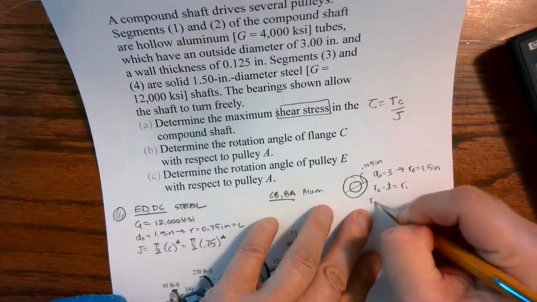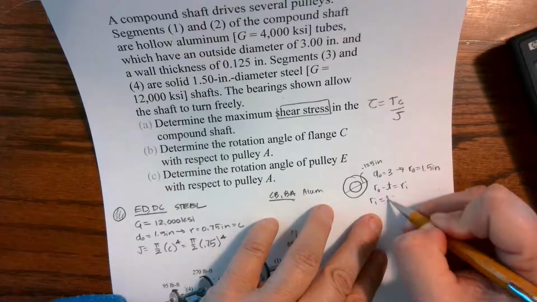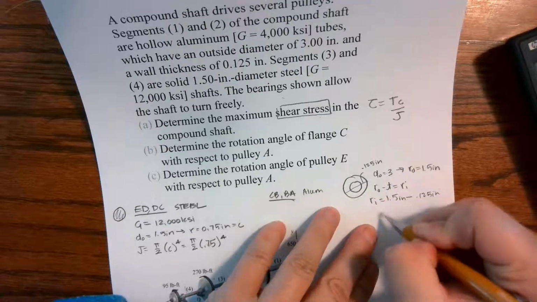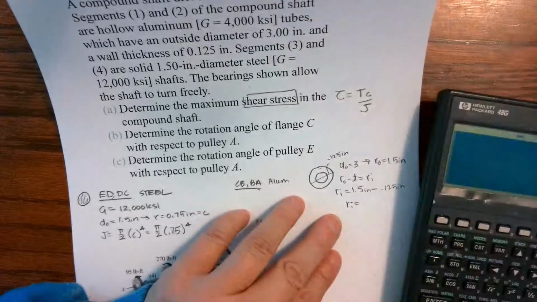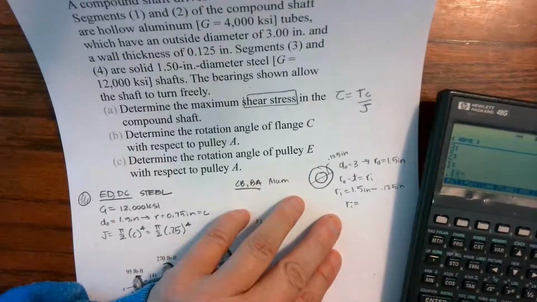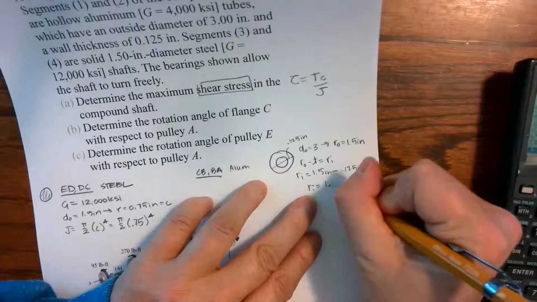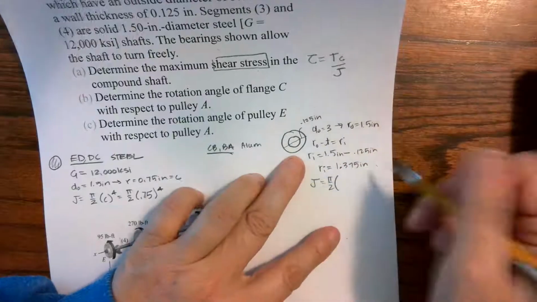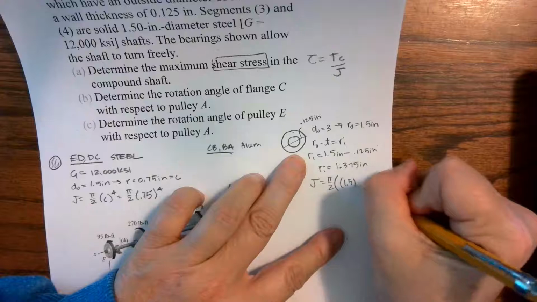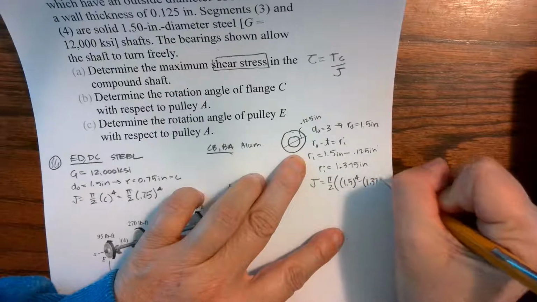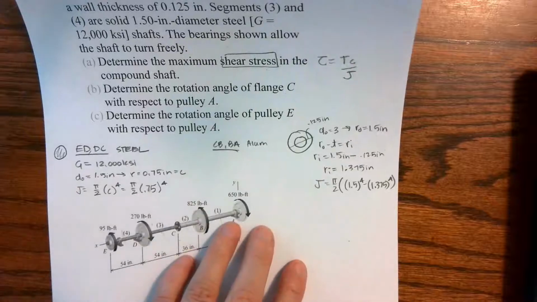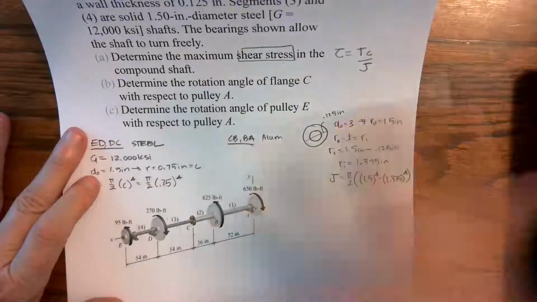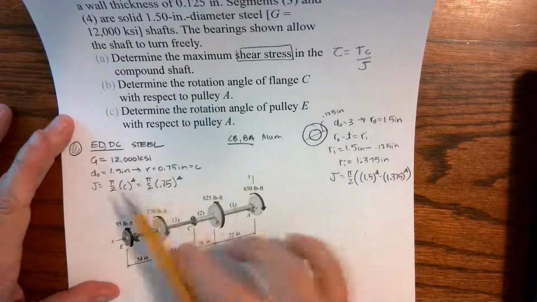So I have the inner radius equals 1.5 minus 0.125 inches, and I get that the inner radius is 1.375. So my J is going to be pi over 2 times the outer radius, 1.5 to the fourth, minus the inner radius to the fourth. Okay, and I like to have all of this set up so that I don't have to think back or try to find numbers. I have everything listed that I know.